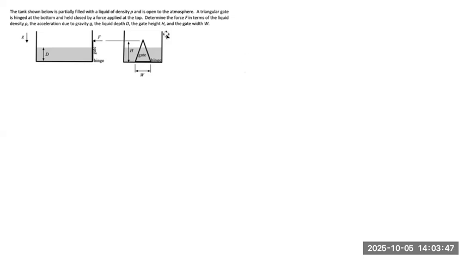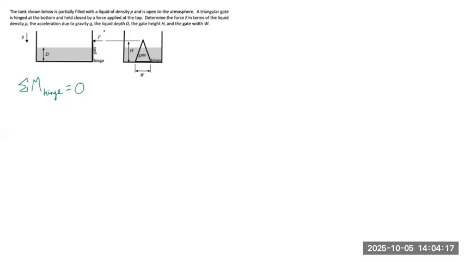So, first we have to begin with our force equilibrium and moment equilibrium equations. The moment must be equal to zero since no water is pouring out. So the moment about the hinge must be equal to zero.